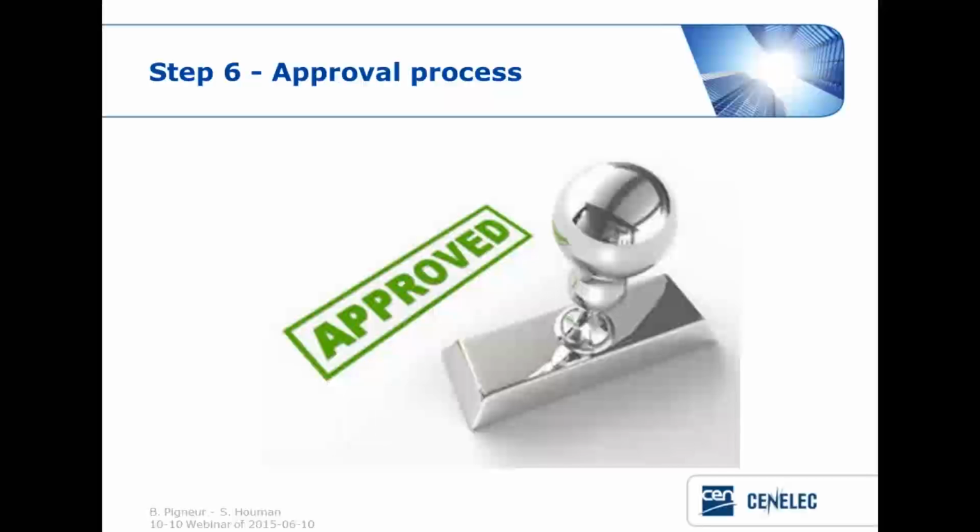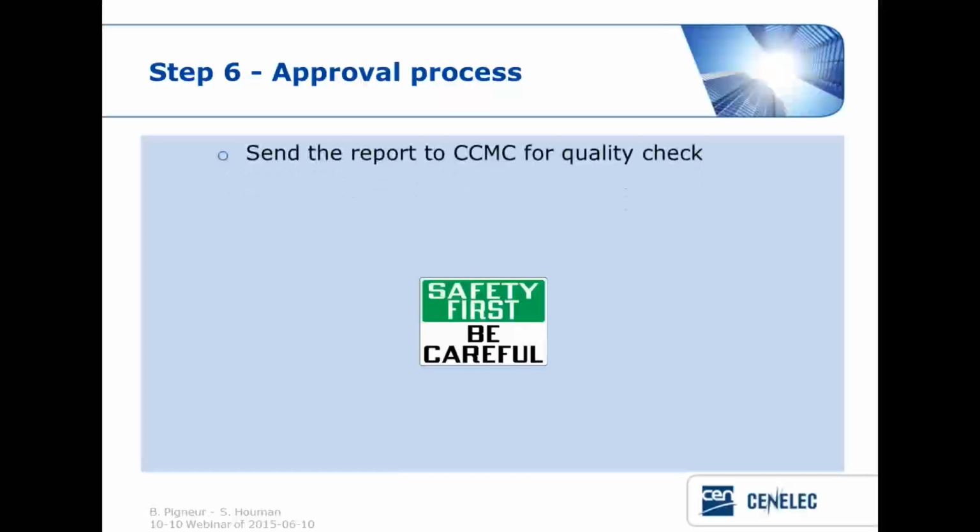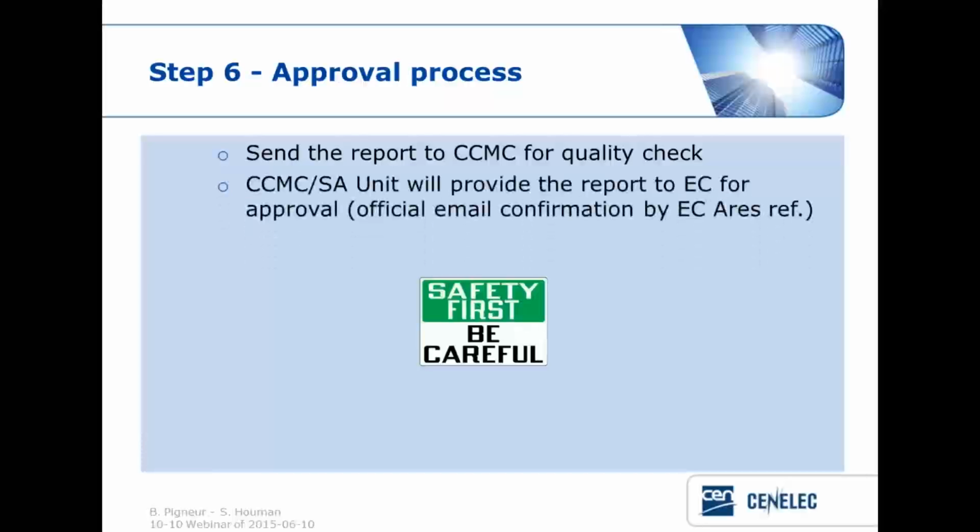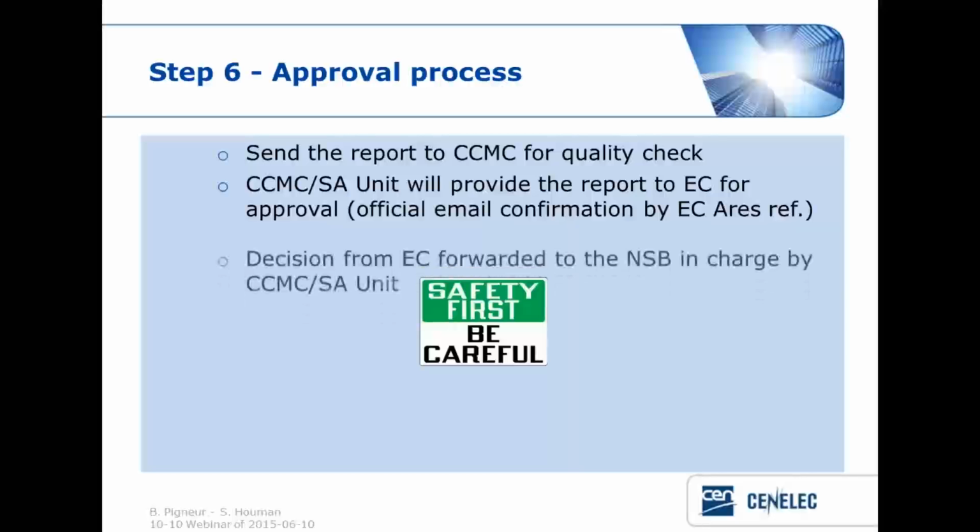Then moving to the step 6 approval process. So now that you have the report finalized, you will be invited to send a report to CCMC in order that we make a final quality check before it is submitted to the Commission for approval. It is also important to stress that the approval of the Commission will be done through an email with a specific reference that we call European Commission RS reference. RS is the database of the Commission, and that is the evidence that the Commission agreed on the selection, on the process performed for the selection of the subcontractors.